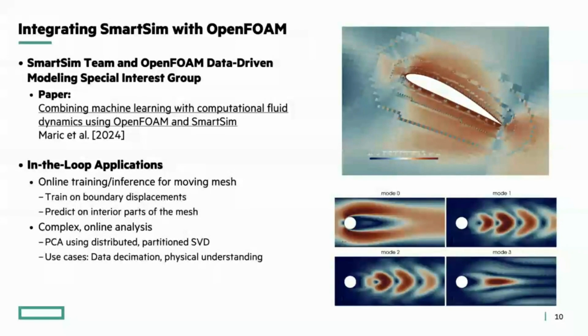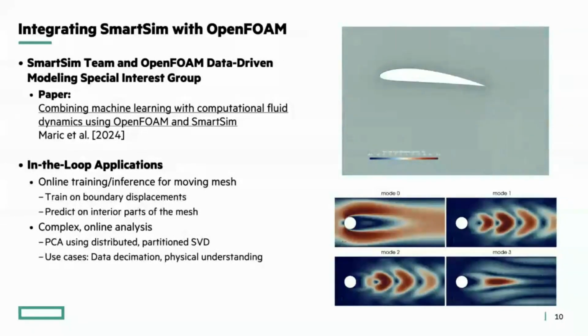The other part that we also showed was that you can actually implement a streaming principal component analysis really easily when you have the ability to extract information at the time step level, right? So that's what's being shown down here. We implemented distributed partitioned SVD to do the principal component analysis. And what you end up getting at the end of the day is just the principal components themselves. You don't have to do that analysis after the fact. You can do it while the simulation is running.